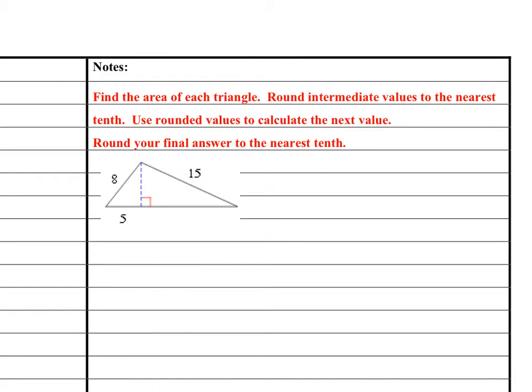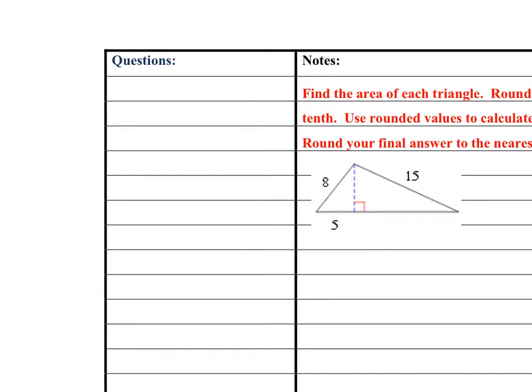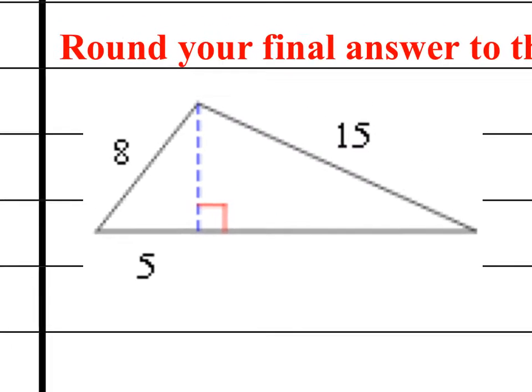All right. We want to find the area of each triangle. Let's remind ourselves: area of a triangle is base times height divided by 2. And why is that? The hypotenuse and the base. Right.